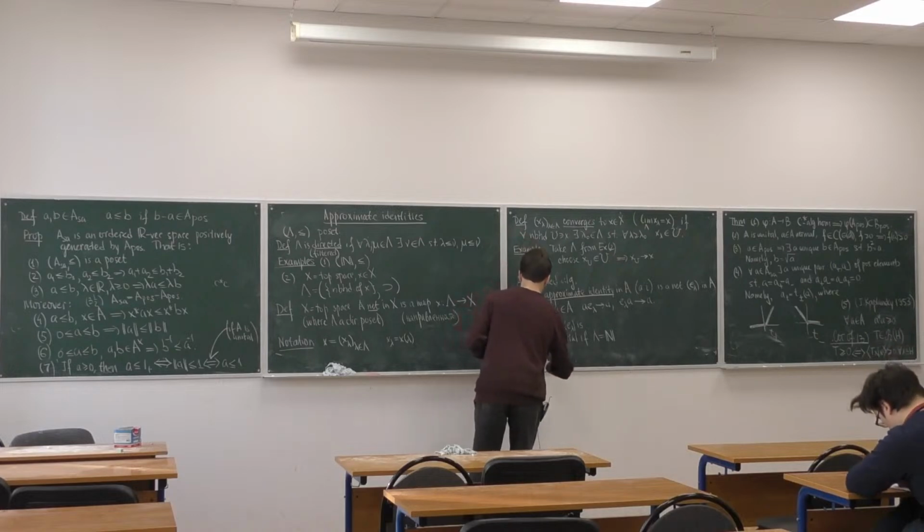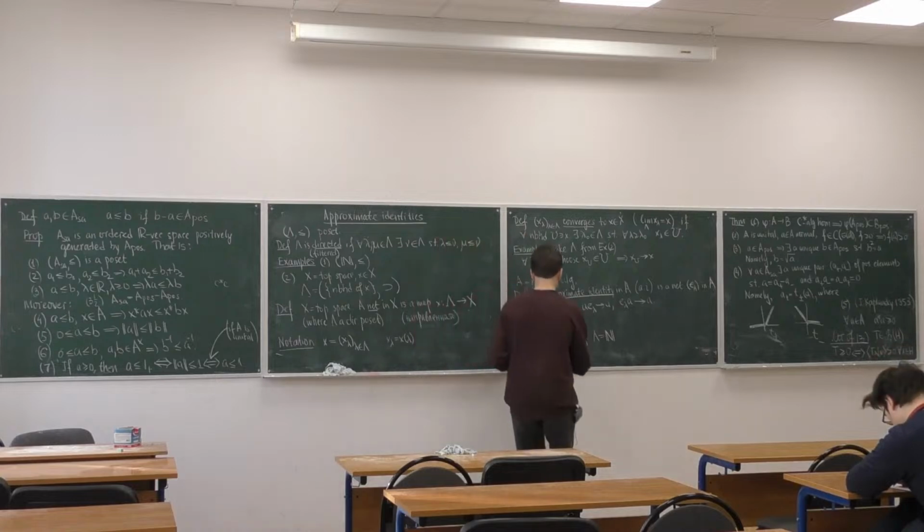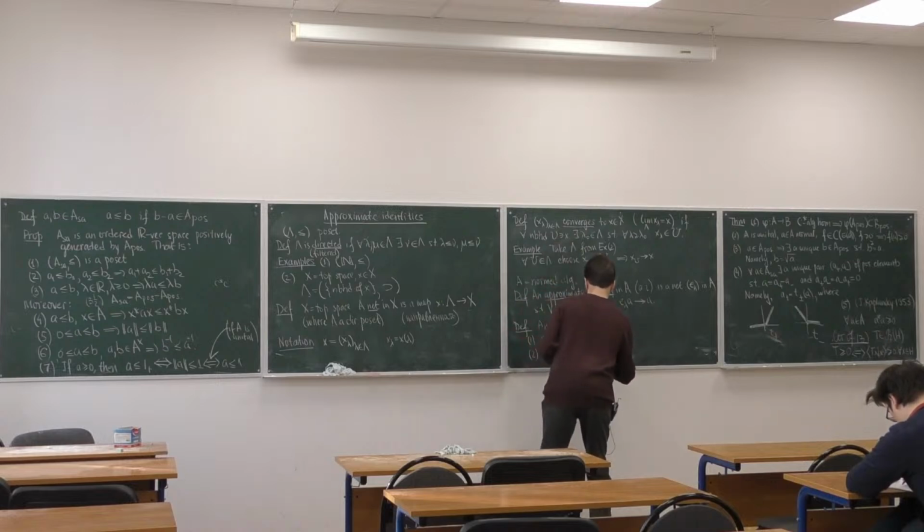And another useful property, we say that our approximate identity is bounded if the set of its elements is bounded. That is, if the following supremum is finite.